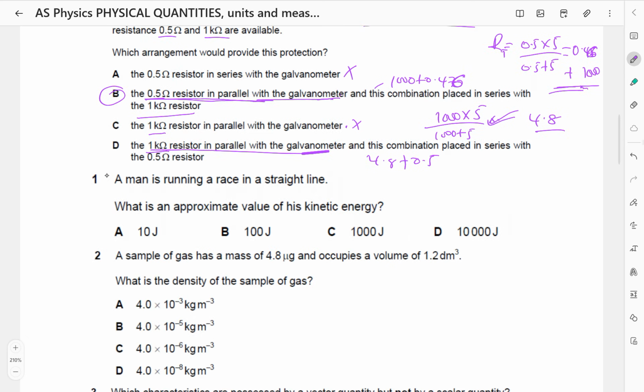A man is running in a race in a straight line. What is an approximate value of his kinetic energy? So we look for a value that gives us a mass close to the reasonable mass of a man, and I think the answer is C.